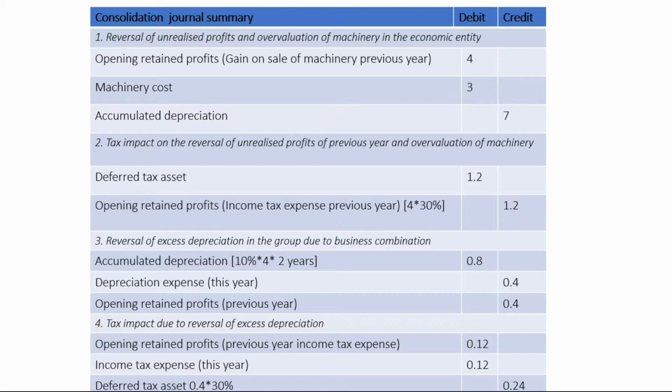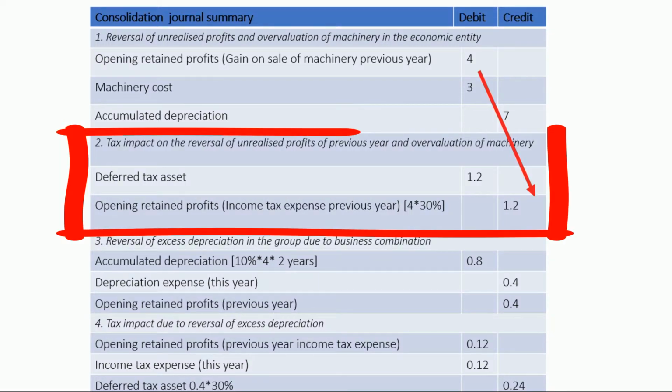When we write this consolidation journal entry, because we are now decreasing opening retained profits, the income taxes relating to the previous period also decrease. But that decrease in income taxes, because it is in the previous period, we need to record it in opening retained profits. So 4 into 30% is 1.2, and that decrease is a credit 1.2.